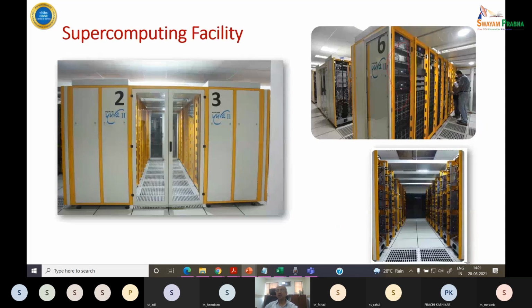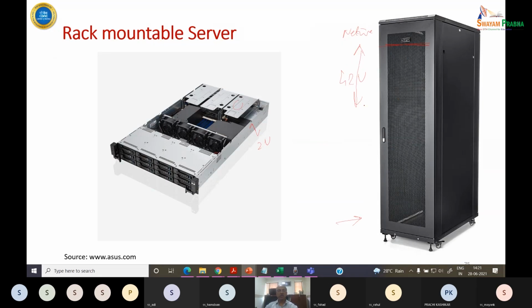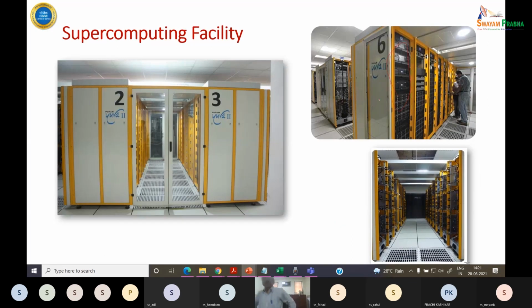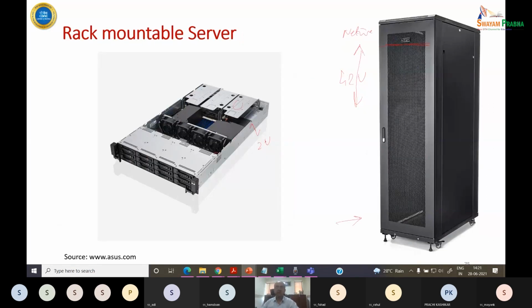In this case, the nodes are 4U, so 4U into 9, 36U, is occupied by these nodes. These are slightly older, that's why they are 4U. If you buy one today, it will be just 2U. 1U is 1 point some inches. That's a mechanical standard that they use, and the standard width is called 19 inch. So these are 19-inch racks.